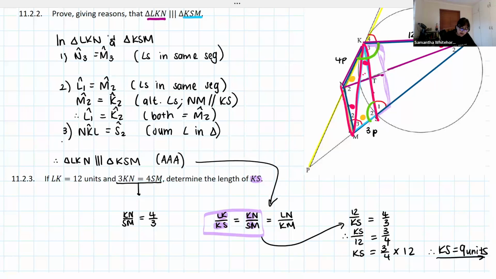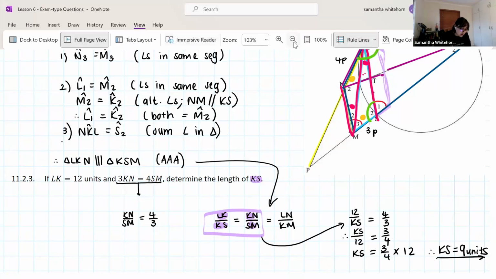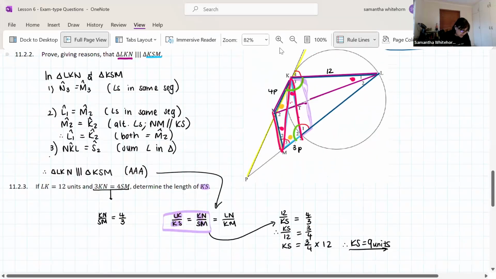So remember again, we're asking you to do stuff that has relevance. I'm asking you to prove similarity because it's going to be useful for you. I'm not asking you to do it just to make you do it and not enjoy the question.